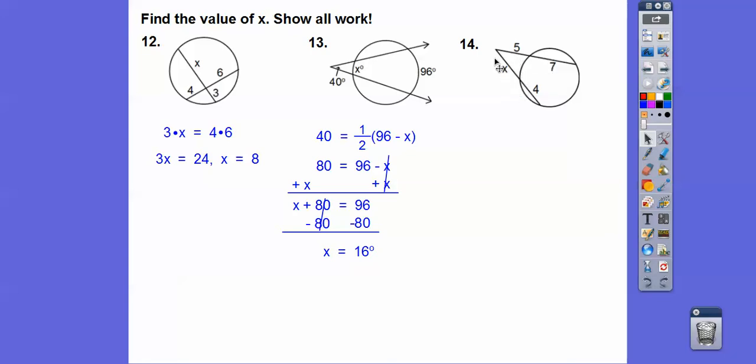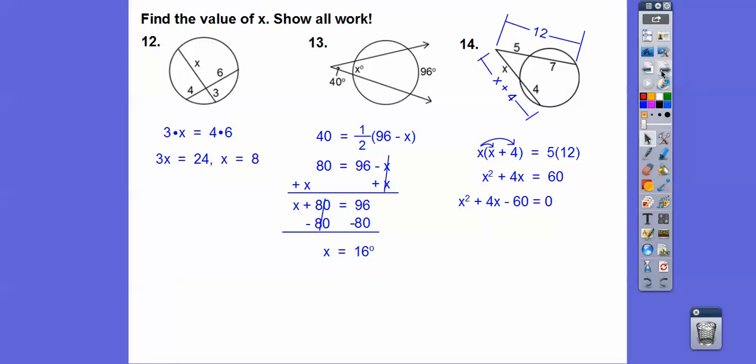Okay, here, outer times whole, outer times whole. The whole is x plus 4, the whole is 12, okay? So outer times whole, distribute through, subtract 60 because it's a quadratic equation. We want them to equal 0 so we can factor them and then set the factors equal to 0, and then we get x equals 6. It can't be a negative length right there, so it's just x equals 6.